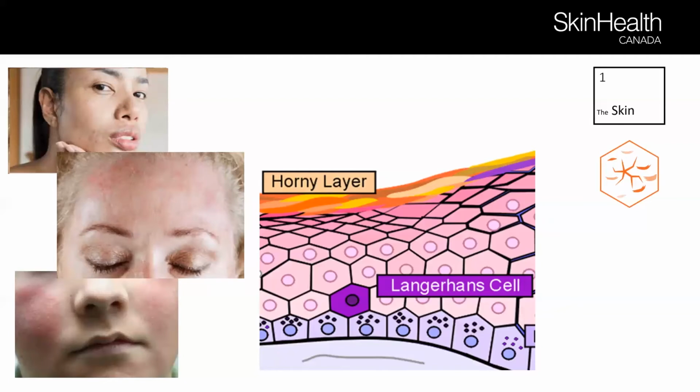And that's going to activate the Langerhans cells, and the Langerhans cells activate inflammation. So that's sort of the itchy side to dry, dehydrated skin. That's also important to note. And that's also a reaction to what's happening in the skin.